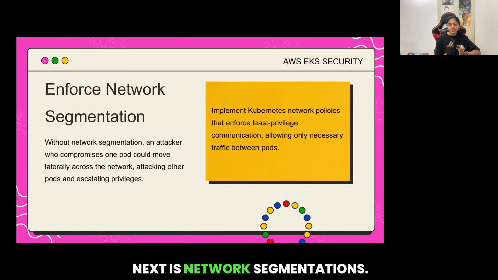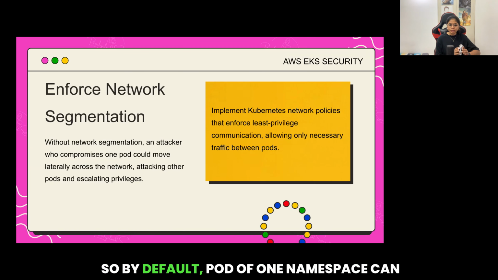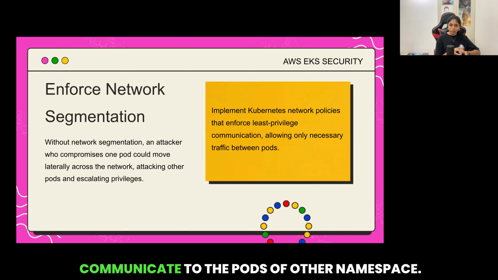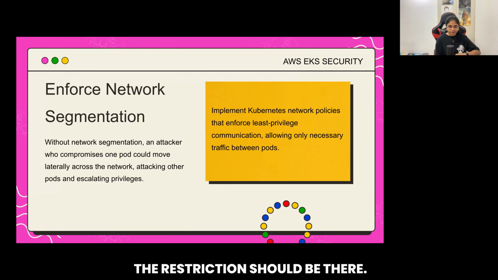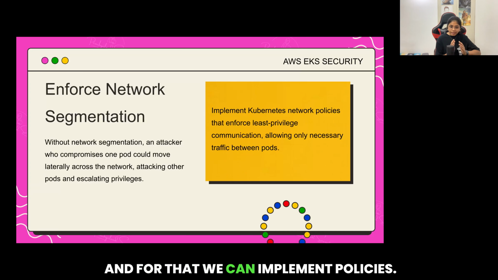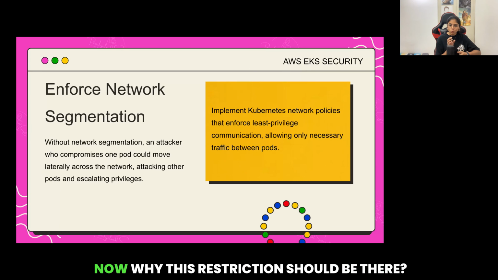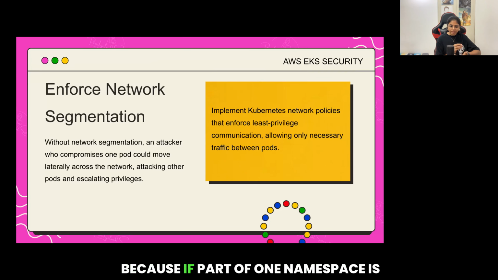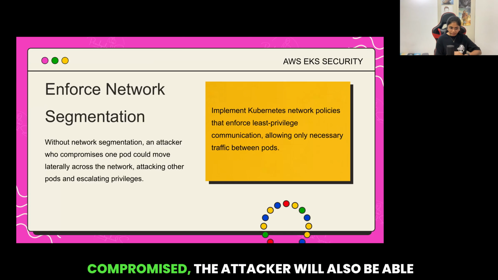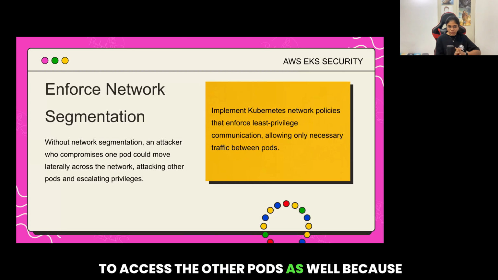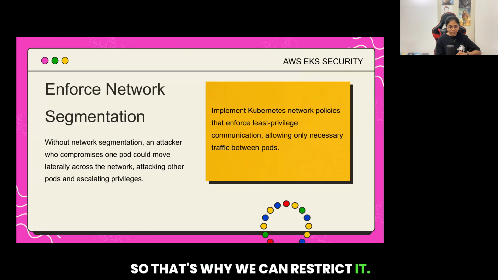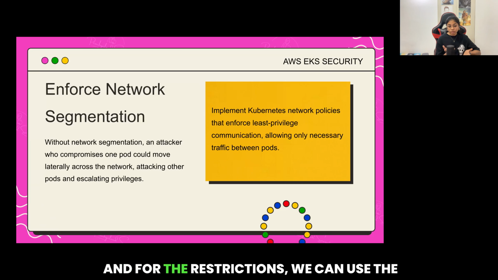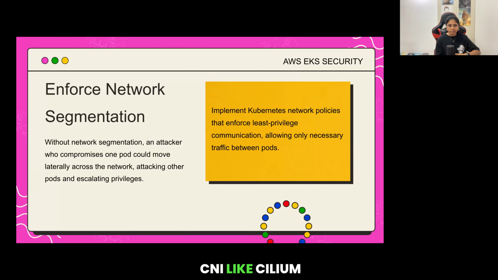Next is network segmentation. By default, a pod of one namespace can communicate with the pods of other namespaces. This restriction should be there, and for that, we can implement network policies. Now, why should this restriction be there? Because if a pod of one namespace is compromised, the attacker will also be able to access the other pods, because there are no network restrictions. So that's why we can restrict it. And for the restrictions, we can use a CNI like Cilium.